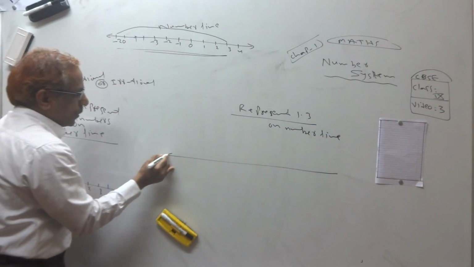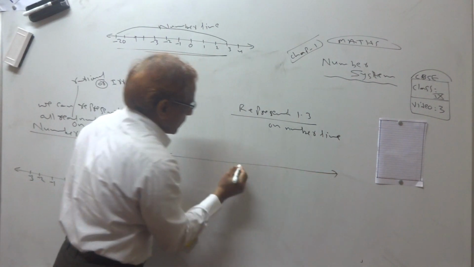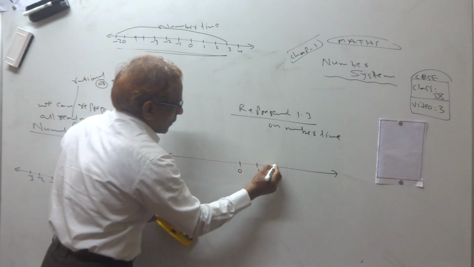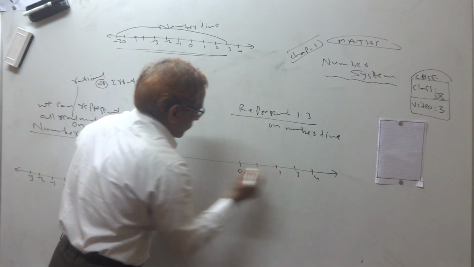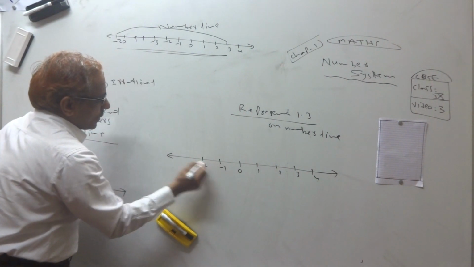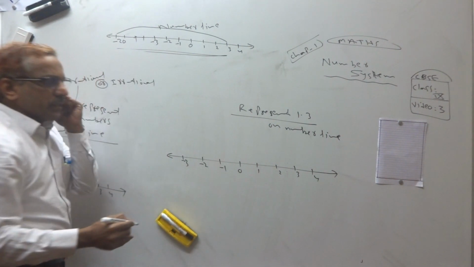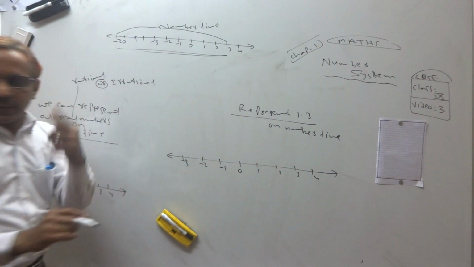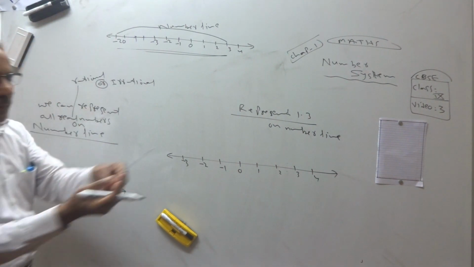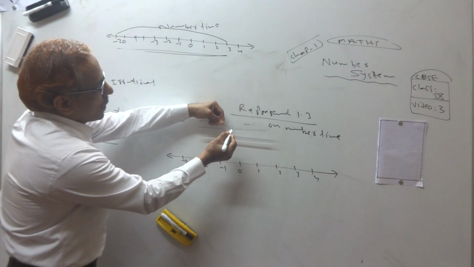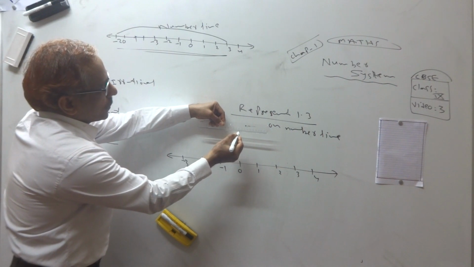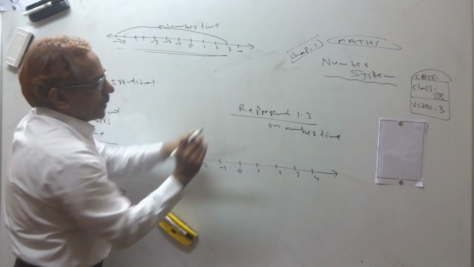Please see. So how does it come? 0, 1, 2, 3, 4. This is the number line, simply. This is with a 1 centimeter gap. On the scale you can see, this is a scale also. This is 1, 2, 3, 4, 5.